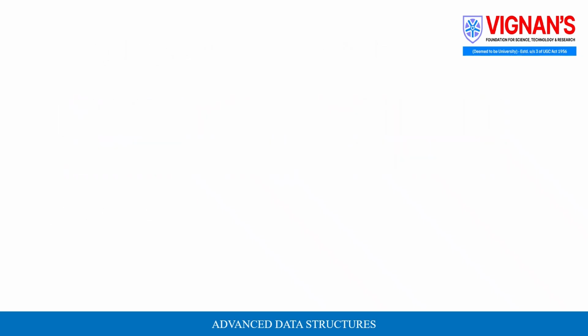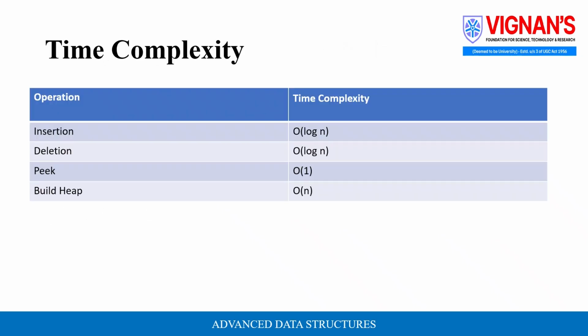Time complexity of min heap operations. Insertion operation takes O(log n) time, because the element may move up the height of the heap. Deletion operation also takes O(log n) time, due to the heapify down process. Peek operation takes O(1) time, since the minimum element is directly accessed from the root. Building a heap from given elements takes O(n) time. These are the time complexities of common min heap operations.